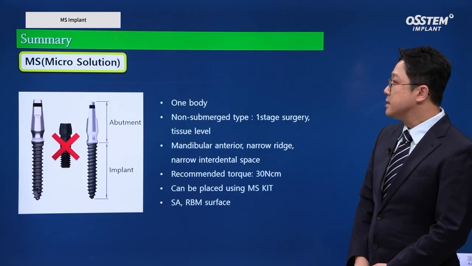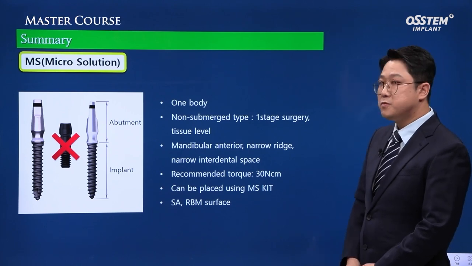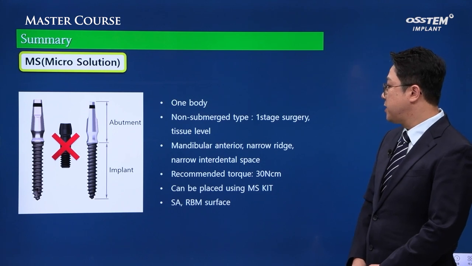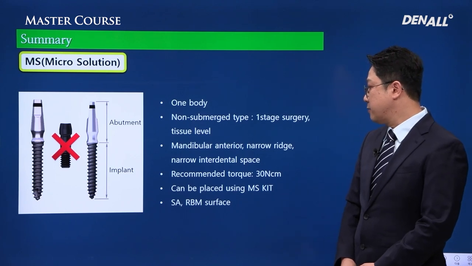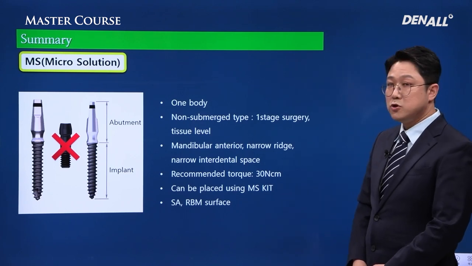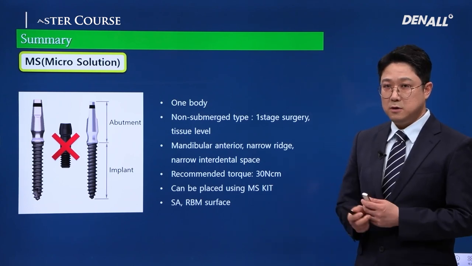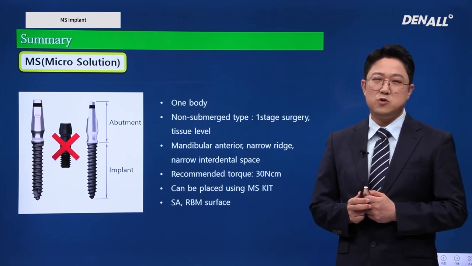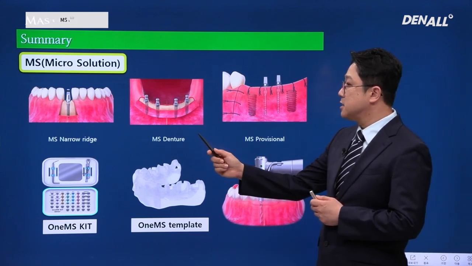Let me summarize. I've talked about the MS implant. This is a one body implant. You do one stage surgery and place the implant at tissue level. It can be frequently used in the mandibular anterior area. There's a dedicated MS kit. I recommend you to use this dedicated kit. The MS implant is one body, so it is important to get good primary stability. There are 3 different types in the MS implant. If you use the guide, you'll be able to get very good help.